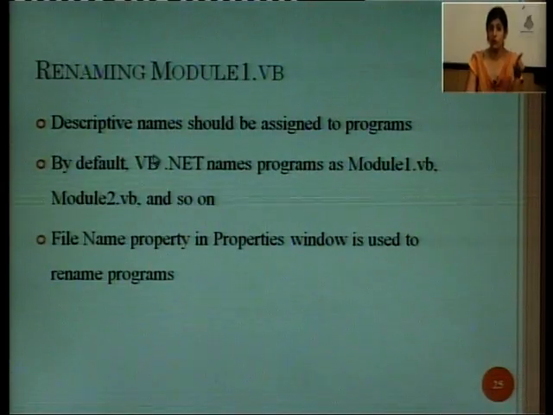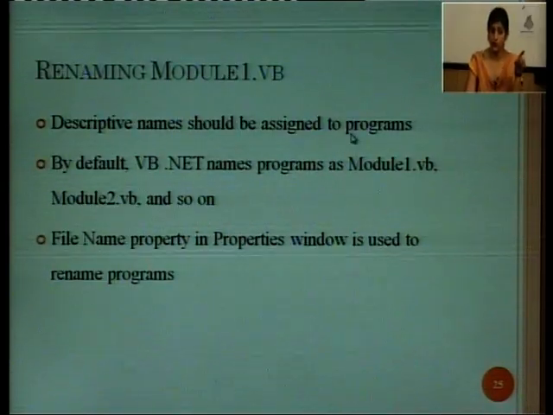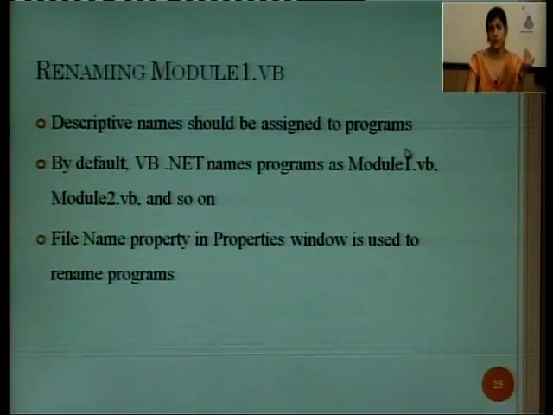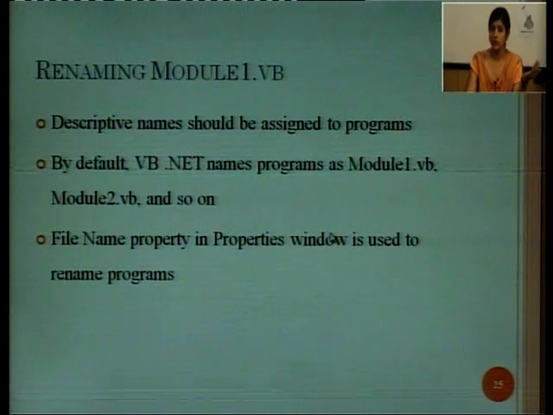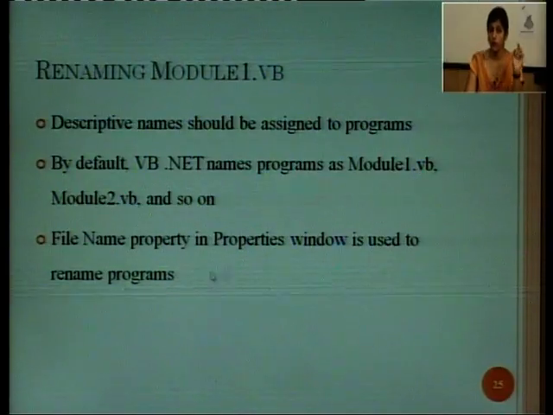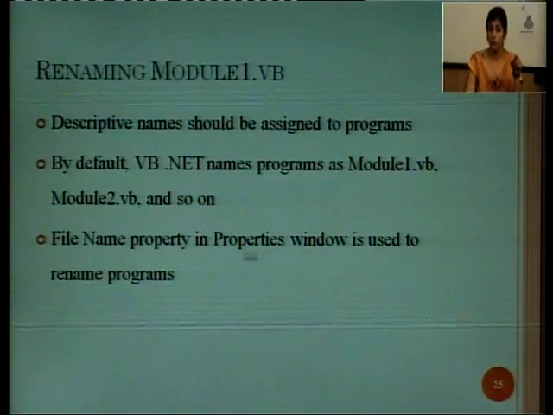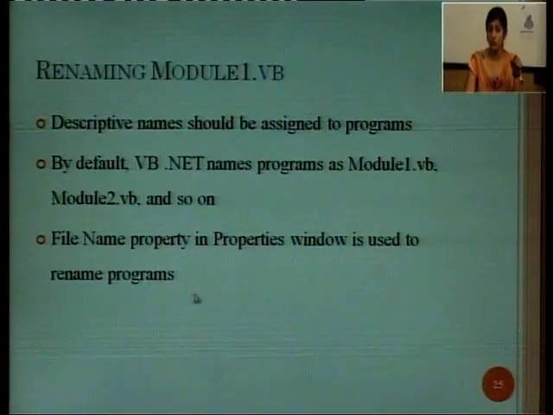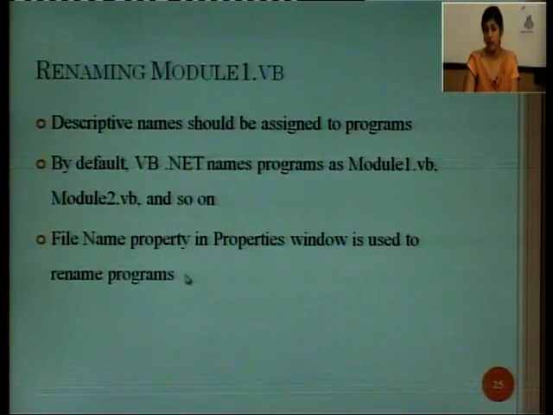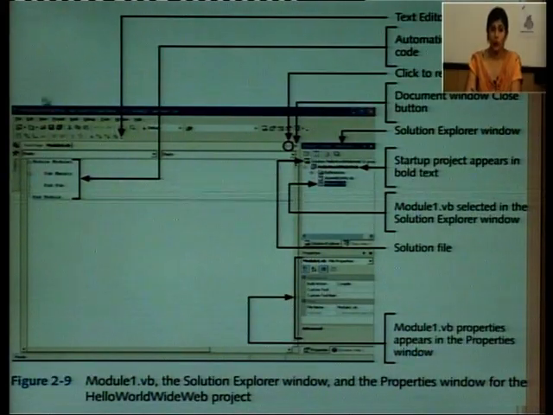Now, descriptive names should be assigned to the programs. Whenever you write any program, name the program according to the functioning of that program. By default, VB.NET names programs as module1, module2 and so on, and the file name property in the property window is used to rename the programs. Clear? How can you rename the programs or files? By using the property window. Clear?